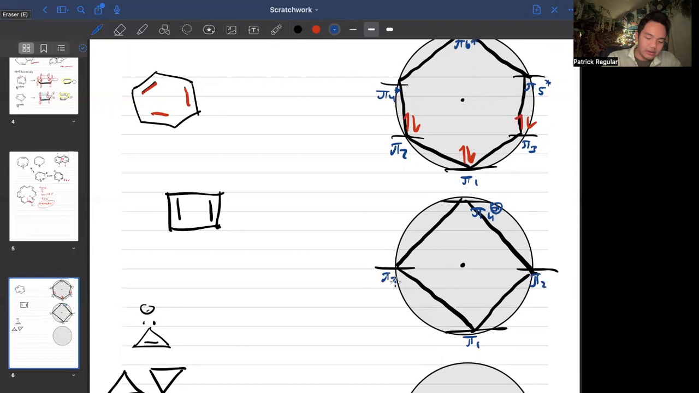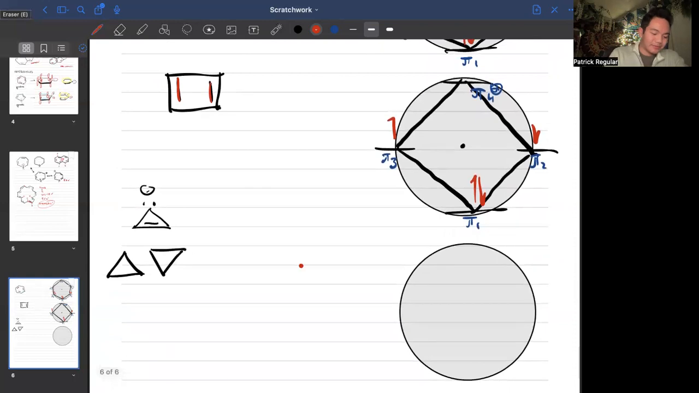So we have 4 pi electrons: 1, 2, 3, 4. That's it. Are those bonding orbitals completely filled? No, they're not. So this compound is not aromatic. You might be asked on a question to draw the Frost diagram of this compound and explain why it is not aromatic. That's all you have to write: this compound is not aromatic because the bonding orbitals on the Frost diagram are not completely filled. That's it.